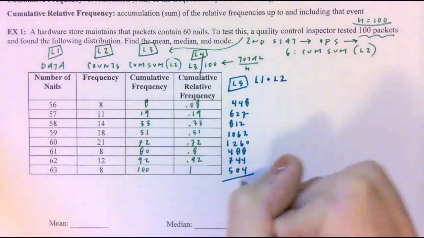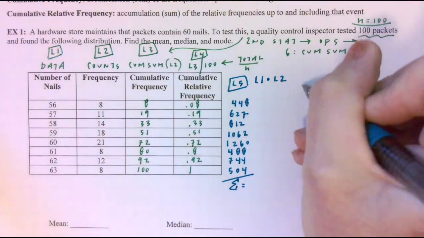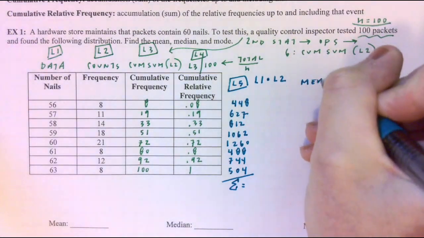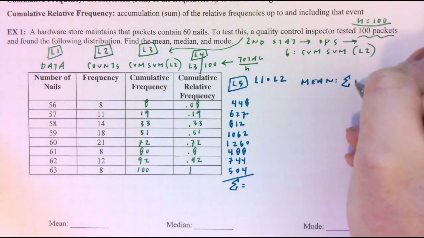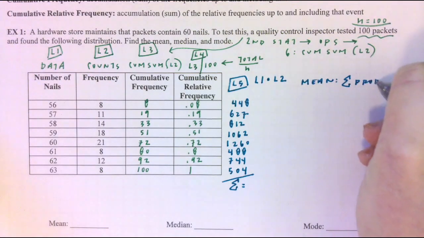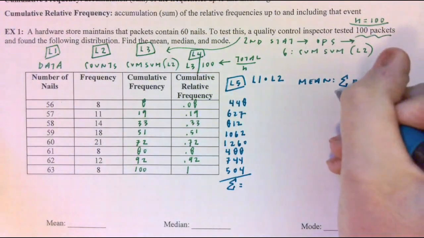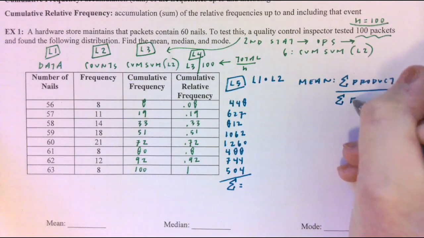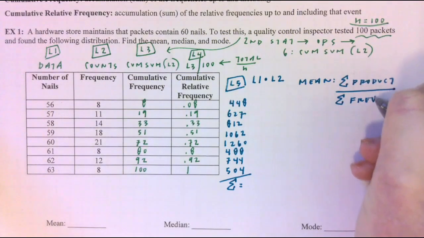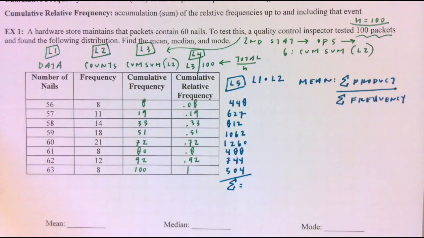So here I'm going to need the sum of that list. So my mean, if I just write this out, is really the sum of those products, each outcome multiplied by its frequency, and we're going to divide it by the total frequency. So the sum of our frequency, whatever n is, how much data do we have, right? That's going to get us our average.